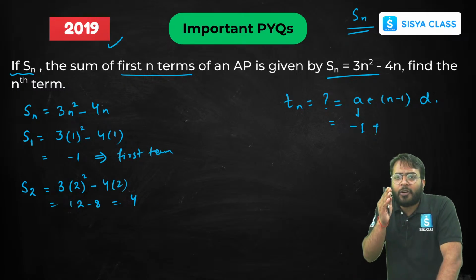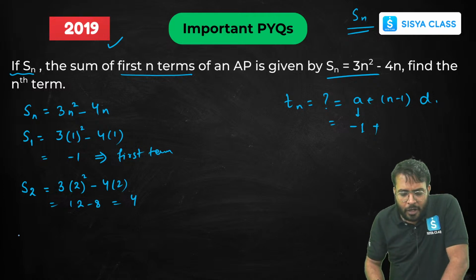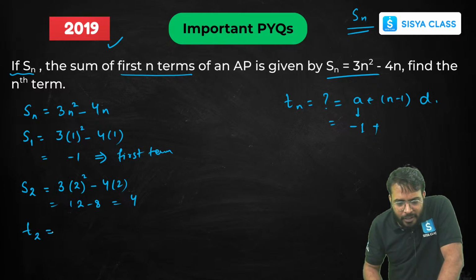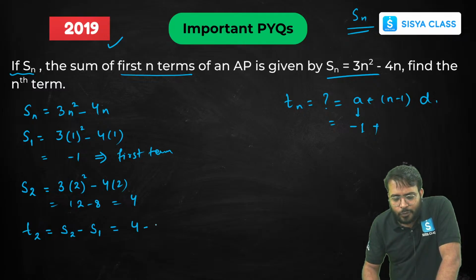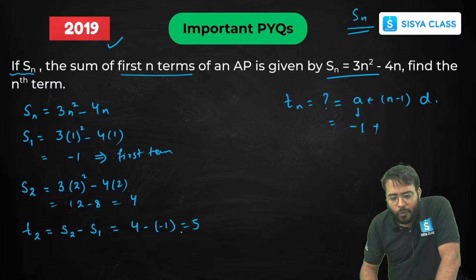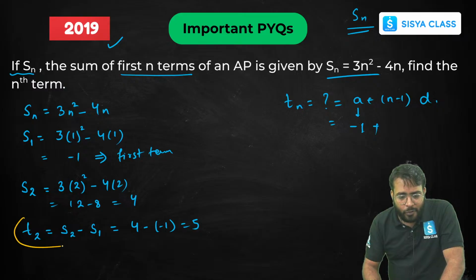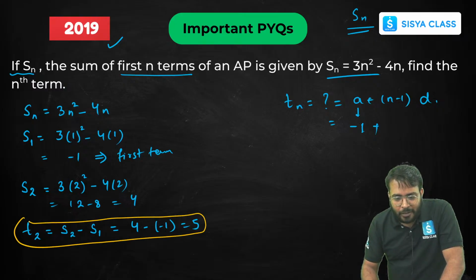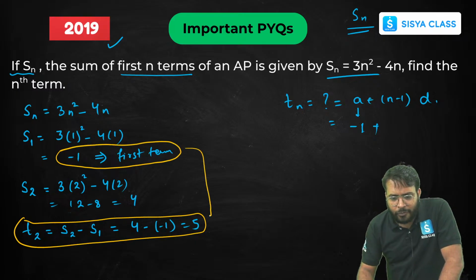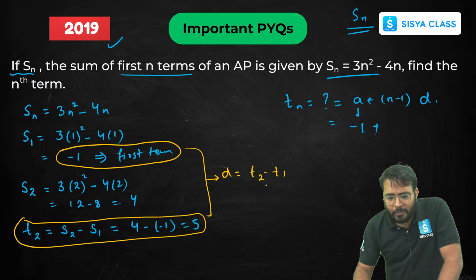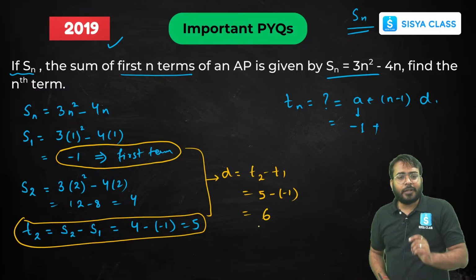Once you get the sum of the first term and the sum of two terms, from here you can get your second term. Second term is going to be beta, sum of two terms minus sum of one term. That means it is going to be 4 minus (-1), it is going to be 5. Now you know your second term and you know your first term. So can we find out the common difference? That is going to be beta, second term minus first term. This is going to be 5 minus (-1), it is going to be 6. So now the common difference is 6.